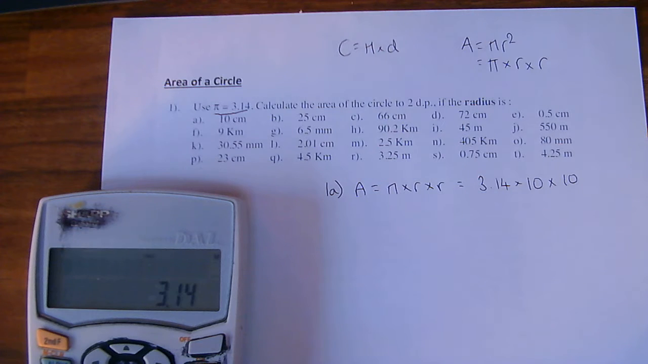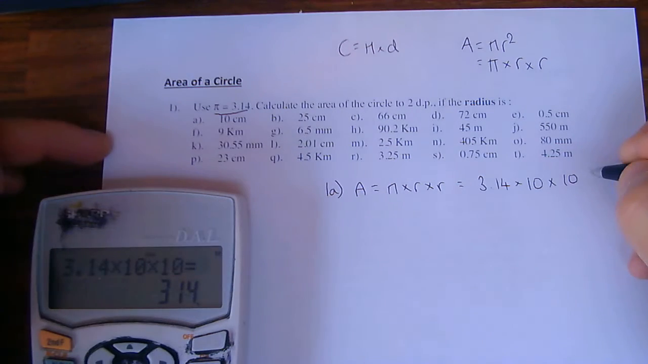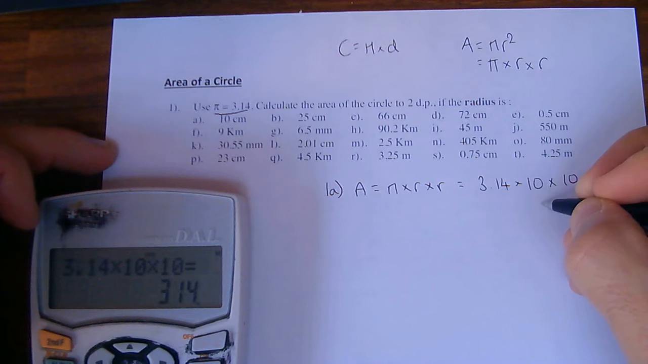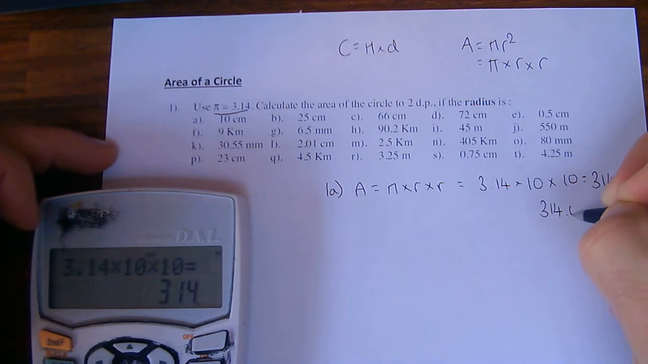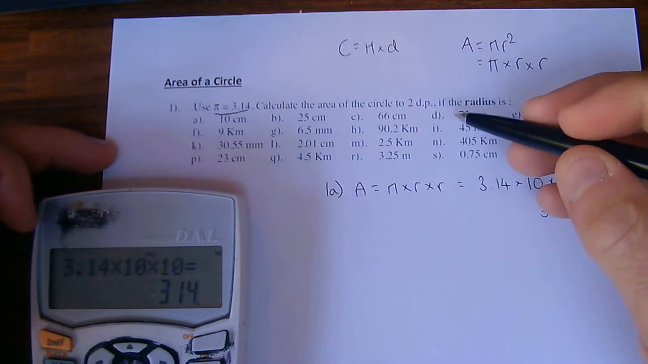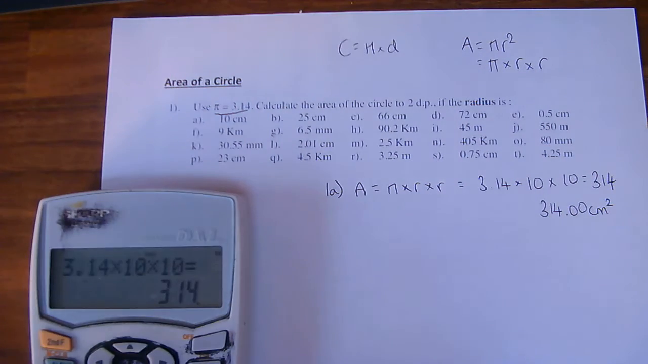I type that into my calculator, you can see that down here, 3.14 times 10 times 10, and that gives us an answer of 314 centimetres squared, but it asks me for my answers to 2 decimal places, so 314.00 centimetres squared. Okay, so if we start with a radius, that's all we're going to do. You've got 19 more questions to do on that part of the sheet.